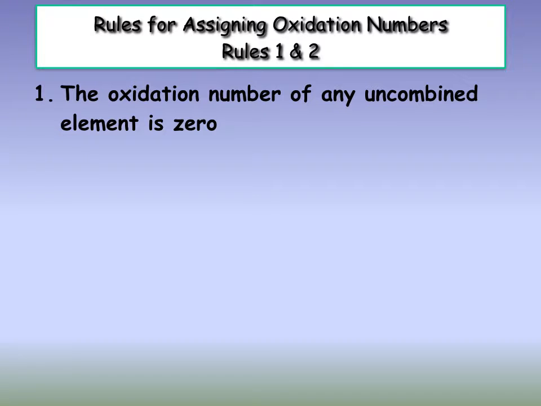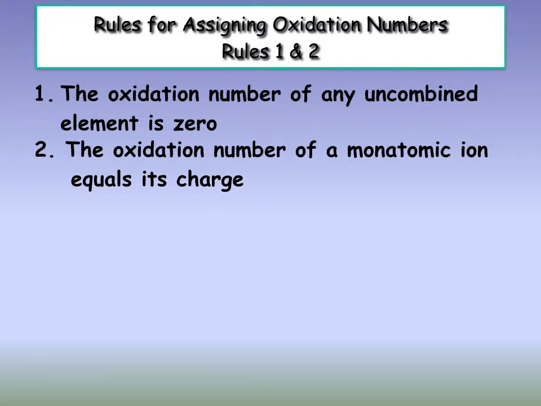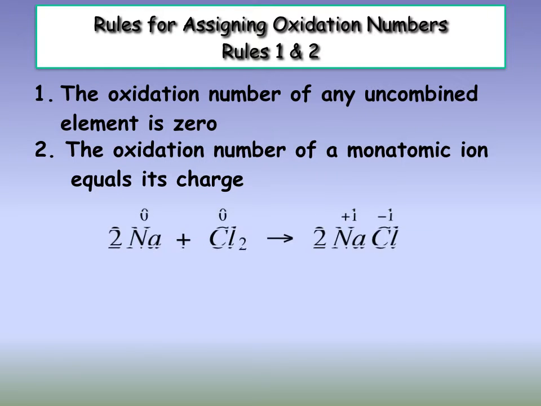The first one is the oxidation number of any uncombined element is going to be 0. So like I said, sodium or chlorine by themselves has an oxidation state of 0. The oxidation number of a monoatomic ion is going to equal its charge. So if you have an ion in an equation, its oxidation state is going to equal its charge. So the example here is that any uncombined element here is 0. So the sodium is 0 and the chlorine is 0.